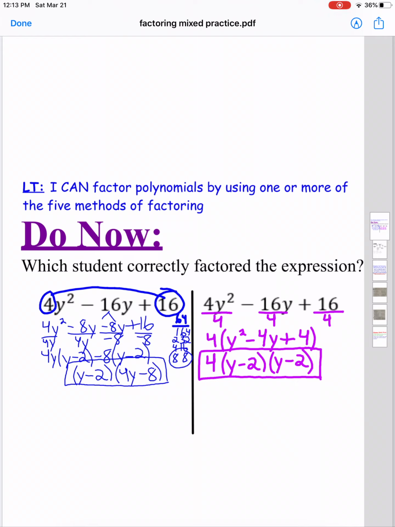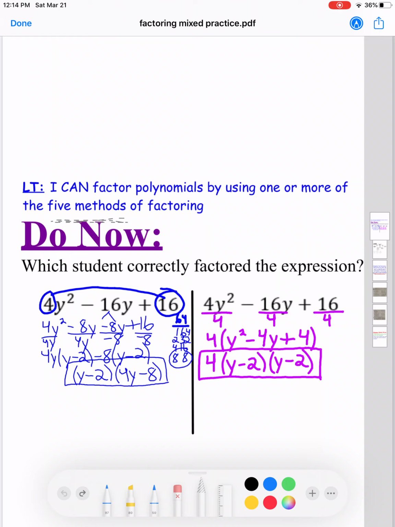As a reminder, we left off toward the end of Unit 7, where we were learning about polynomials, and in the second half of the unit, we were learning about the different types of factoring. So in today's lesson, our learning target is: I can factor polynomials by using one or more of the 5 methods of factoring. So again, at this point in the year, we've learned 5 different methods of trying to factor, and today we're going to be reviewing those different methods.